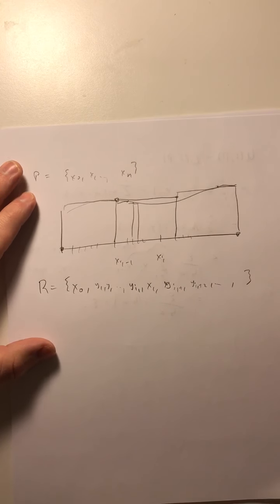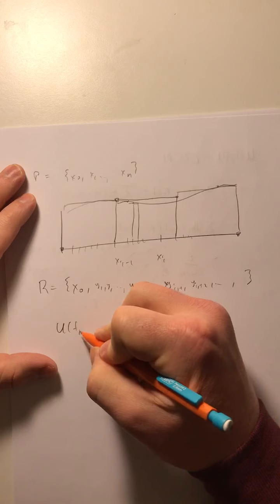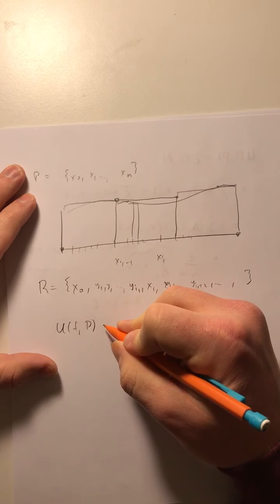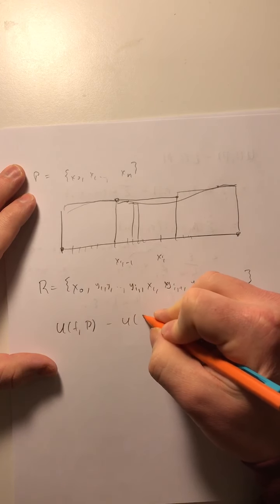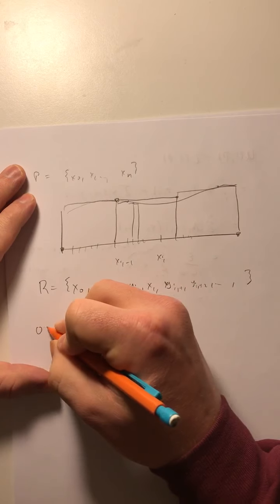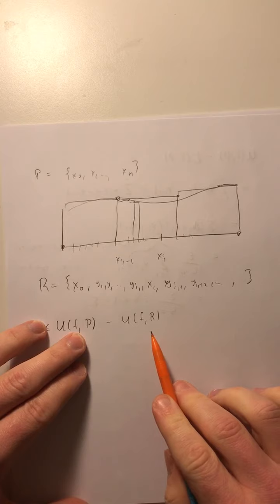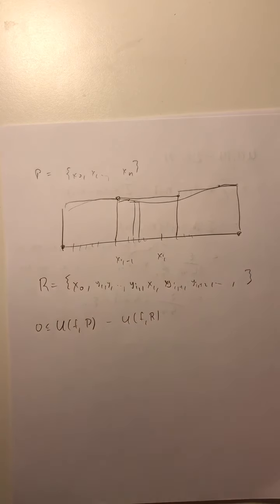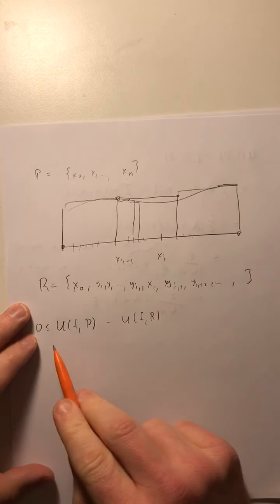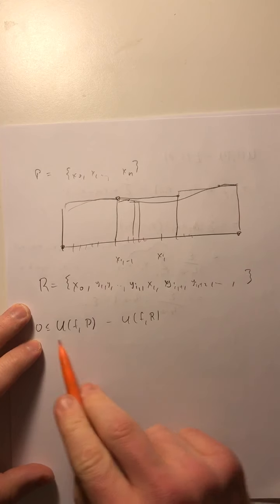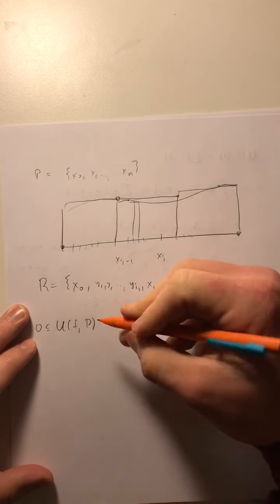Okay. Now, the upper sum with respect to P minus the upper sum with respect to R, well, it's greater than or equal to 0 because R is a refinement of P. We know that if I take P and refine it, the upper sum can only decrease. So this is greater than or equal to this, and this difference is greater than or equal to 0.